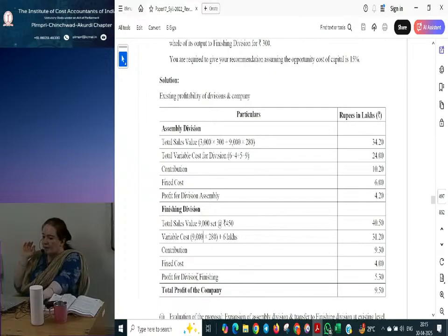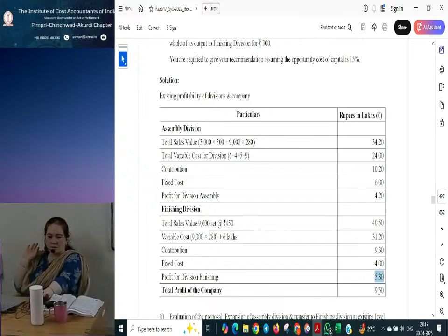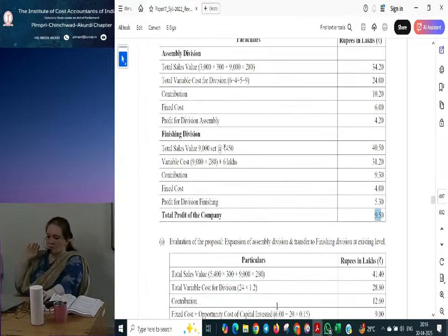Then if we see the performance, profit for the division at the finishing level is 5 lakhs 30,000. Individually, the assembly division is making 4 lakhs 20,000, and the finishing division is making 5 lakhs 30,000. Put together, the overall profit of the company is 9 lakhs 50,000. So far so good? Are you able to understand till here?